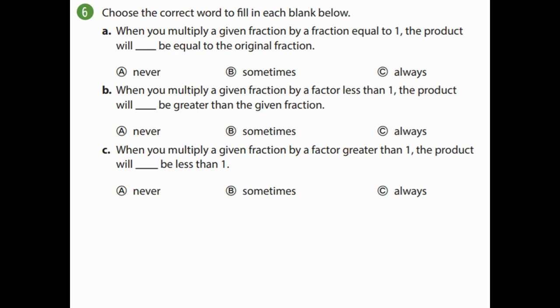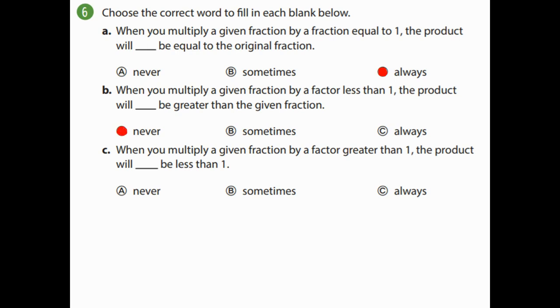So A, when you multiply a given fraction by a fraction that is equal to 1, the product will blank be equal to the original fraction. And that is going to be C. It will always be equal to the original fraction because any number multiplied by itself is that same number. All right. B, when you multiply a given fraction by a factor less than 1, the product will be blank greater than the given fraction. That is never. If we multiply it by less than 1, it will always be less than the given factor.